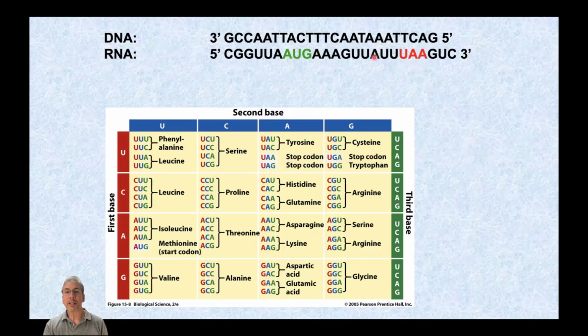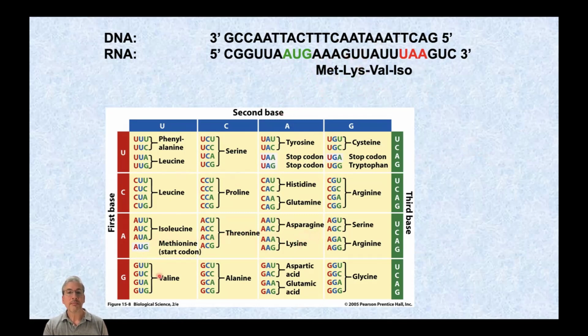Now you've identified the so-called coding region of this gene. Then it's a simple matter of seeing which amino acids would be produced. So start codon AUG gives us methionine, so there's Met. Then AAA gives us lysine, so LYS.